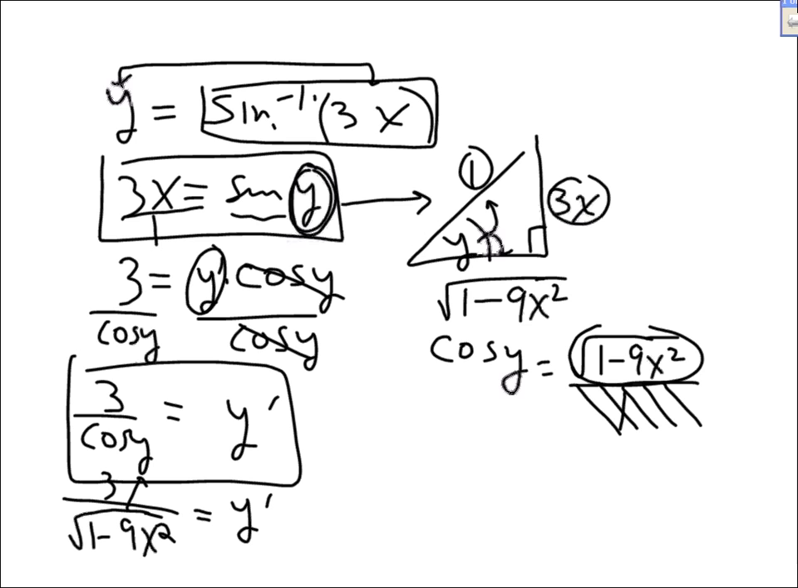The triangle we drew helped a lot. We get rid of the inverse. We take the derivative of both sides. And then we get rid of y using a triangle.